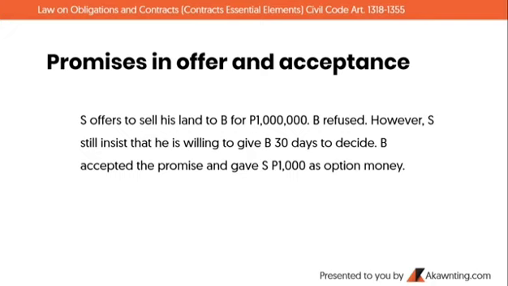So, nagkaroon ng unilateral promise in this case. And that unilateral promise is accepted. Okay? And, additionally, this time, nagkaroon ng valuable consideration that will support the promise. So, 1,000 pesos na option money. So, in this case, the question is, mababind ba si S and B?